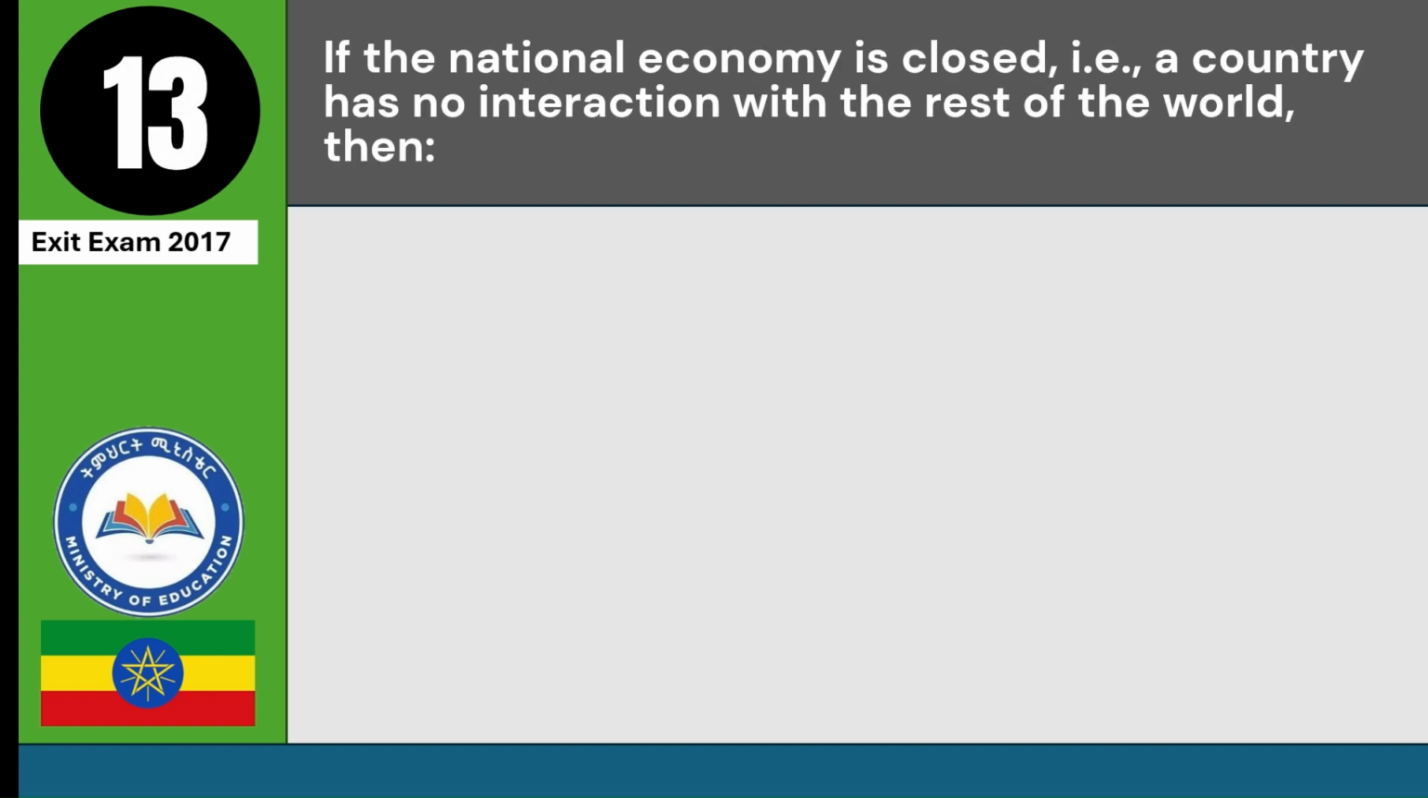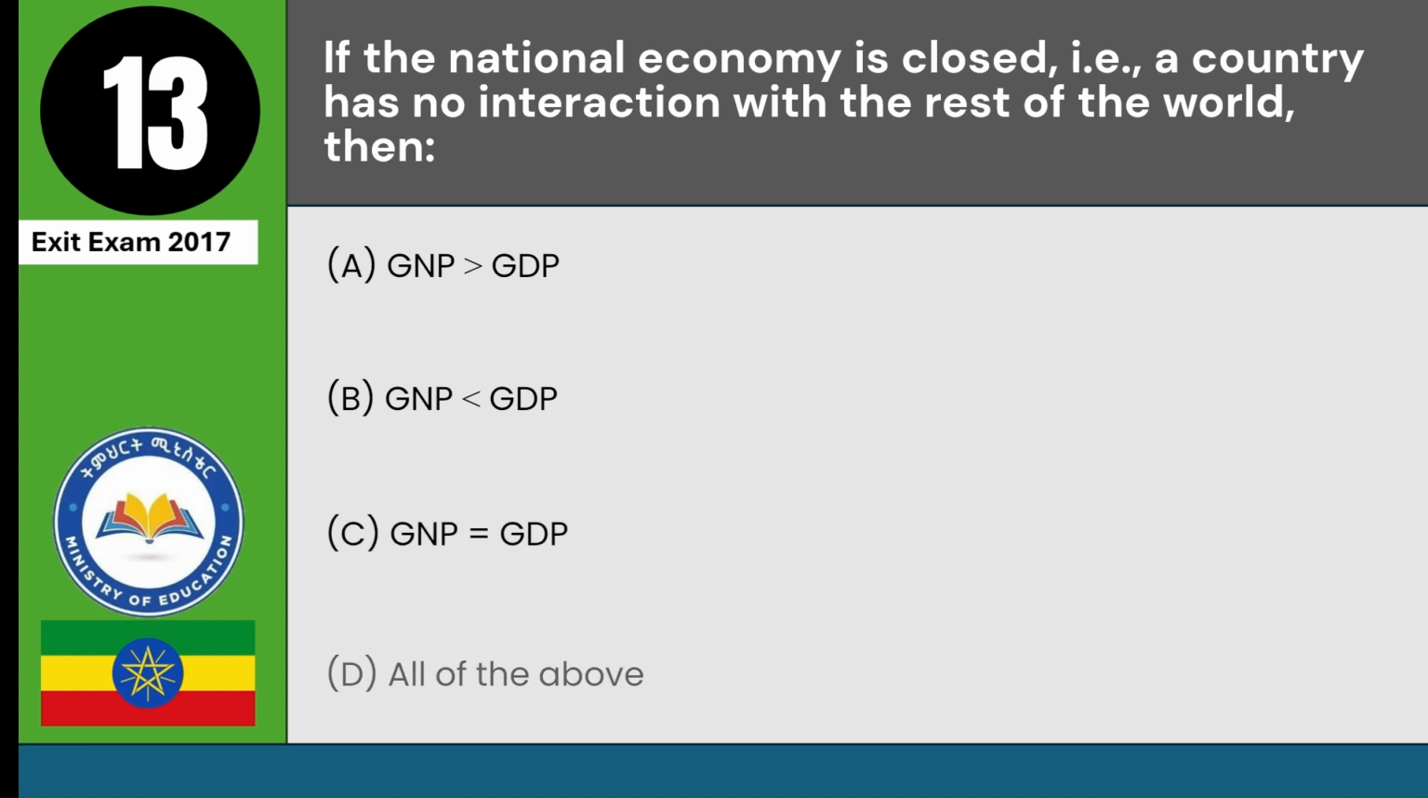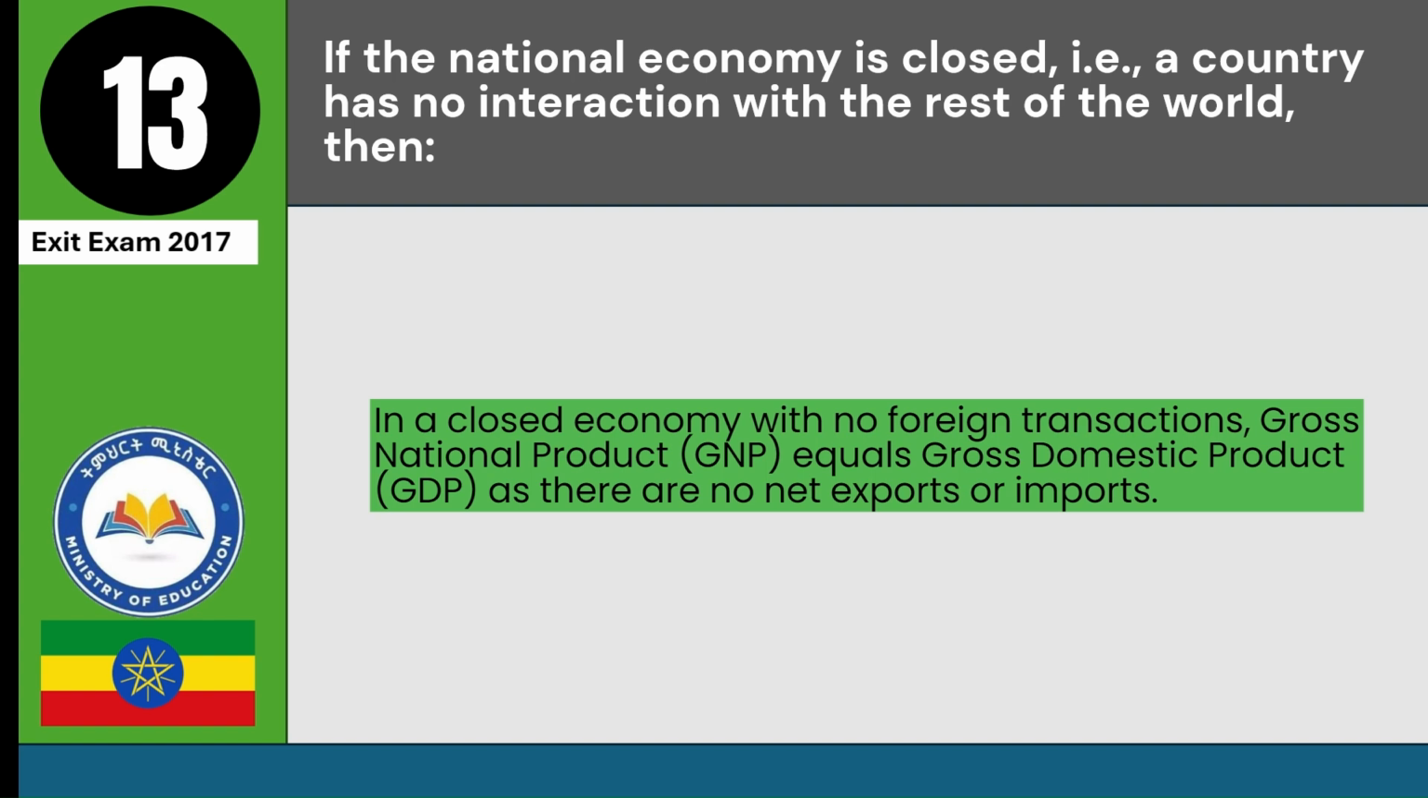If the national economy is closed, i.e., a country has no interaction with the rest of the world, then A. GNP < GDP. B. GNP > GDP. C. GNP equals GDP. D. All of the above. Answer C. In a closed economy with no foreign transactions, gross national product, GNP, equals gross domestic product, GDP, as there are no net exports or imports.